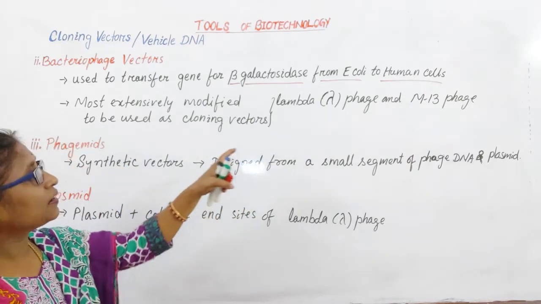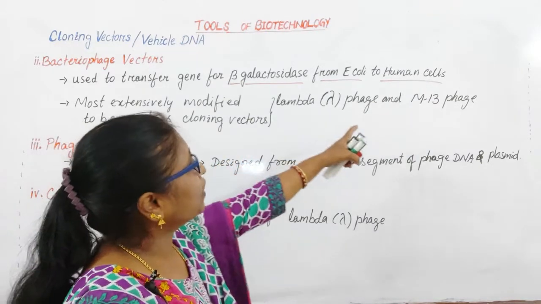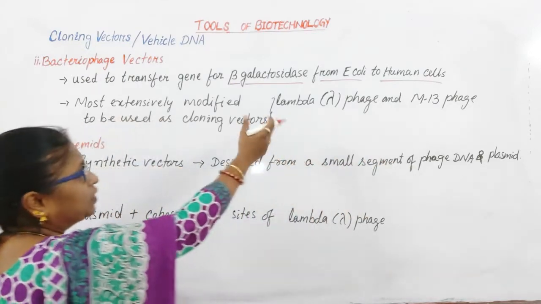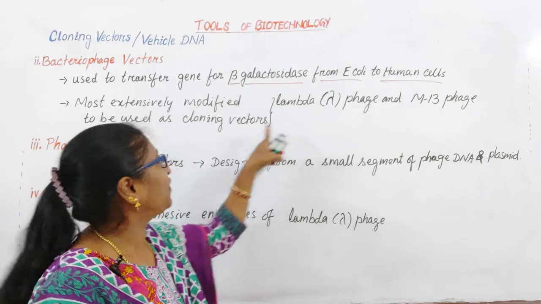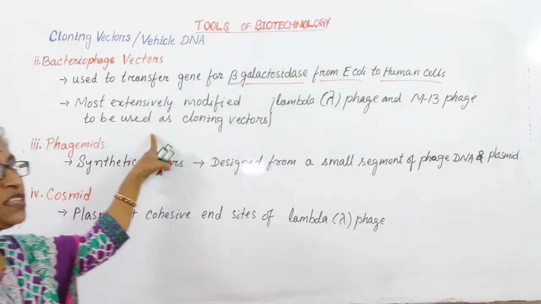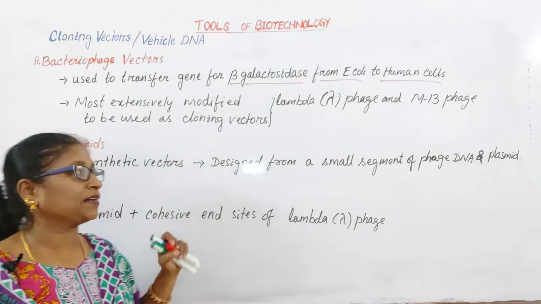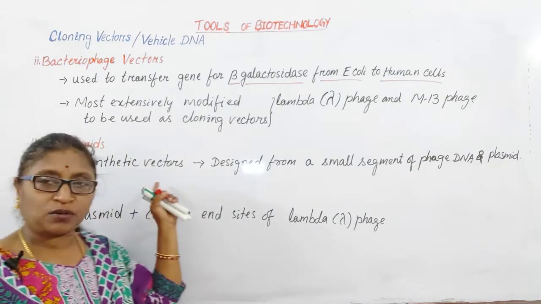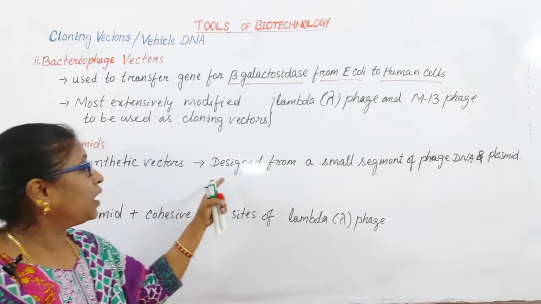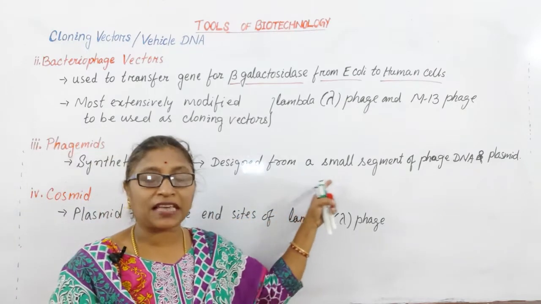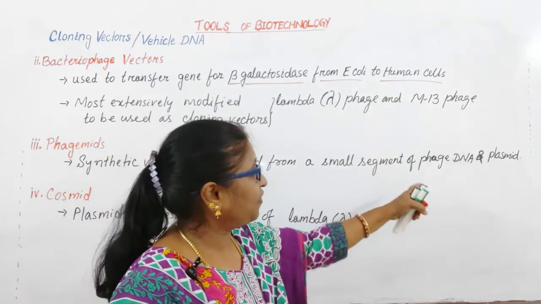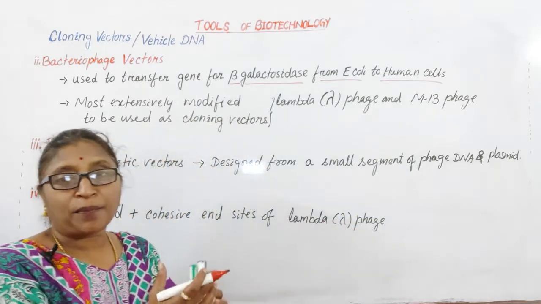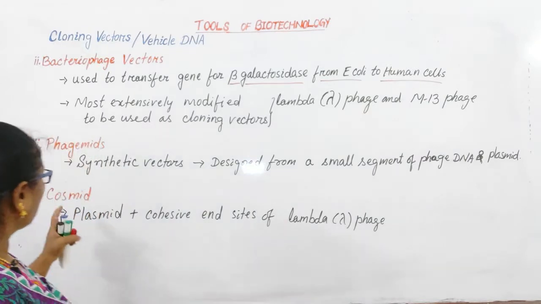Most extensively modified viral DNA as the cloning vector are the lambda phage and M13 phage. These are the two viral DNA, extensively modified to be used as the cloning vectors. Then the phagemids, these are also synthetic vectors, designed from a small segment of the phage viral DNA and the plasmid. They combine to form phagemid.